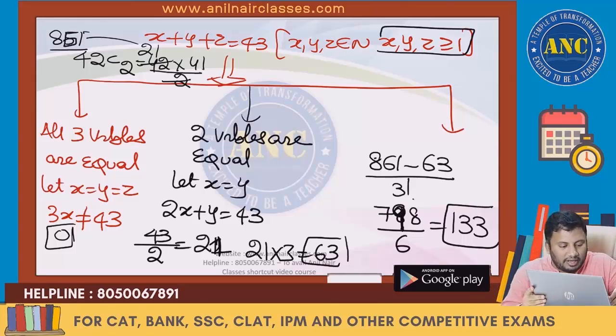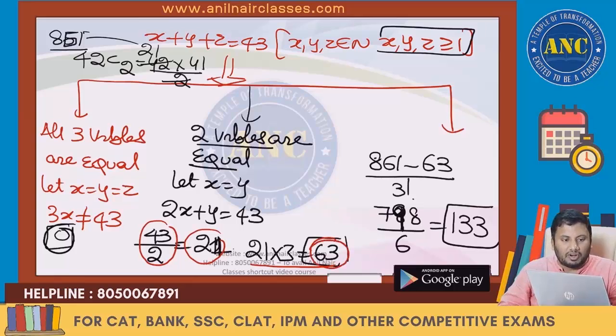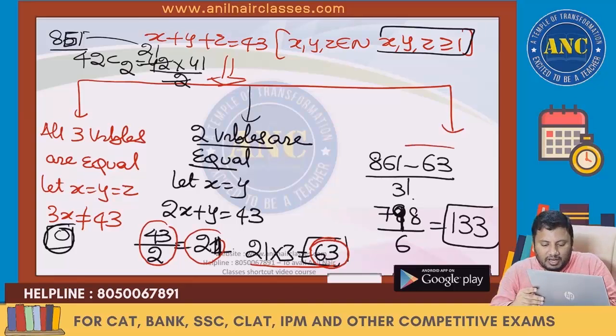All the 3 variables equal, 0. 2 variables equal: 2x plus y equals 43. One of them is a factor of the right hand side. 43 by 2 is 21.5, ignore the decimal. 21 into 3, 63. We got 63. Total is 861. 861 minus 63, which is 798.